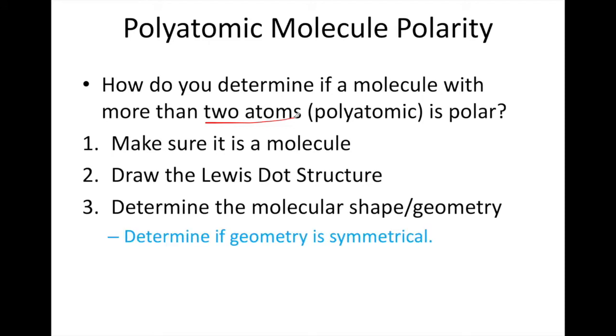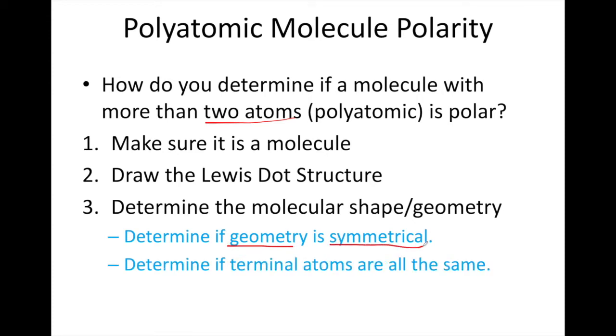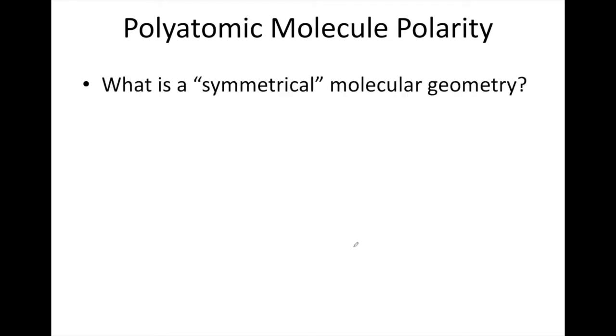Now, once we have all this done, it comes down to two things. To determine if it's polar, we have to determine if our molecular geometry is symmetrical. And then we also have to look at our terminal atoms in the molecule. Are the terminal atoms all the same, or do we have at least one that's different? These two factors are key to determining polarity for polyatomic molecules. So let's define what we mean first by symmetrical molecules.